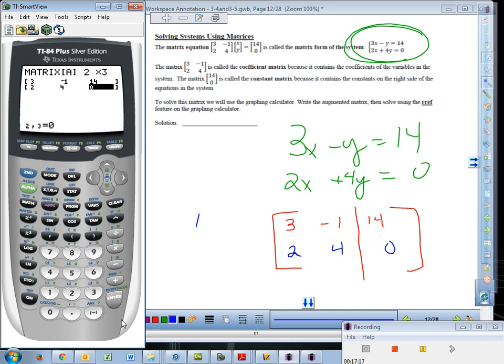Sound cool? Now this is the weird process. It takes a bunch of times doing this to remember what to do next. Here's what we want to do. Let's quit out of this. Second, quit. We've typed that matrix in. It's stored in position A.